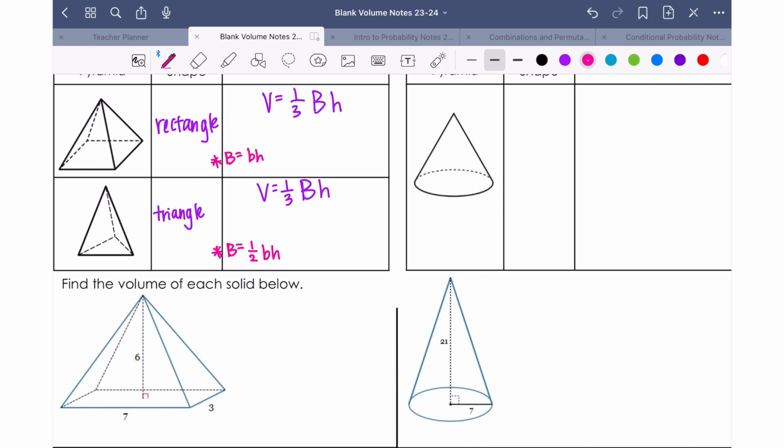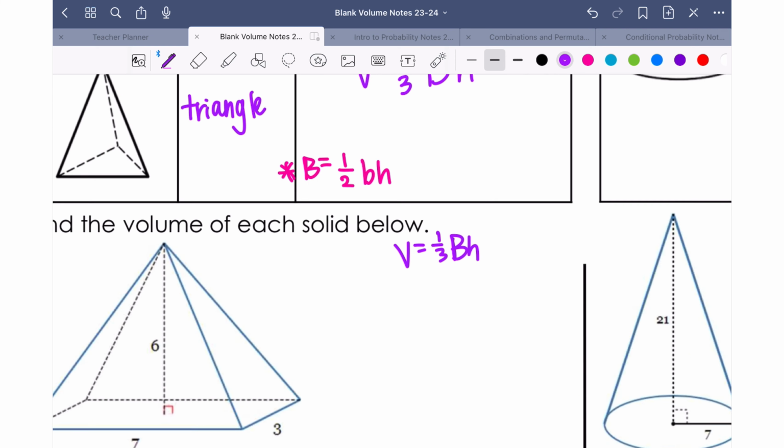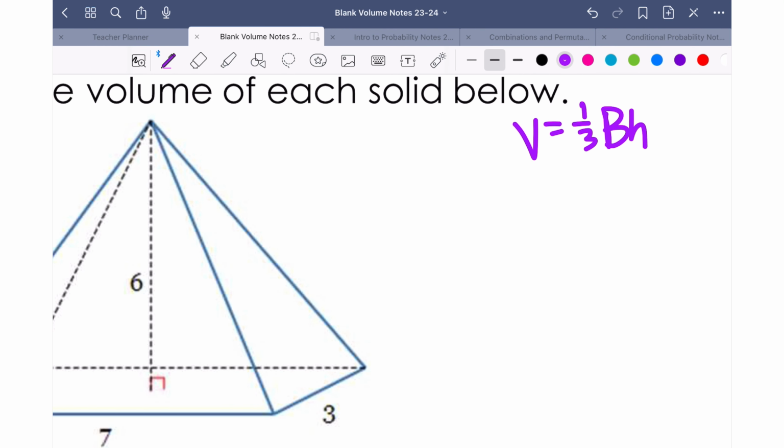Here's the first pyramid I see. Is it a rectangular pyramid or a triangular pyramid? Based on the base. It's a rectangular pyramid. So we're going to be doing the same formula, but the base is a rectangle. So 1/3 times the area of the base times the height. All right, let's do the side work.